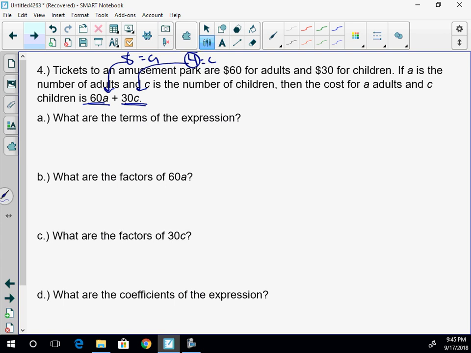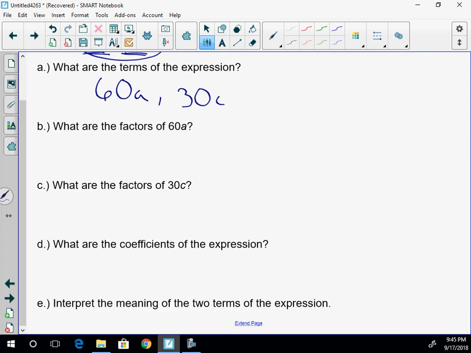Okay, just looking purely at the expression, though, what are the terms? I think that's fairly simple. We've talked about it a lot. 60A, comma, 30C. All right? What are the factors of 60A? Now, when I ask you the factors of 60A, I'm not asking you what are the factors of 60, right? I want to just look at the basic multiplication, and the basic multiplication is 60 times A, and so the factors there are really just 60 and A. That's what we're looking for.